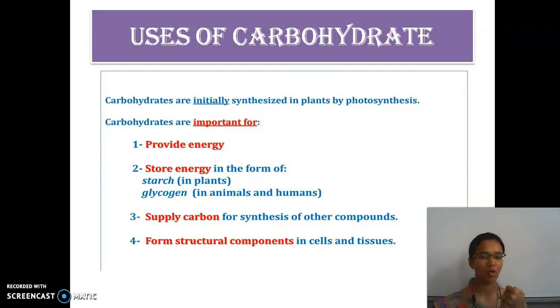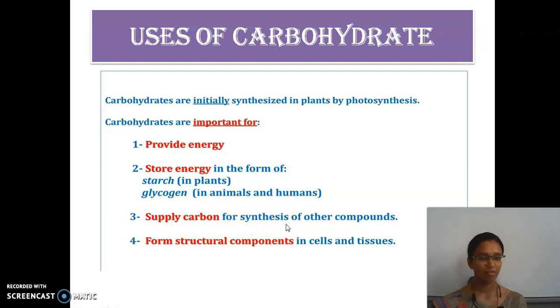Next, what is the use of carbohydrate? Why do we take carbohydrate? As I said already, carbohydrate is prepared by plants through photosynthesis. It is important for providing energy to organisms and for storing energy. In plants it is stored as starch, and in humans and animals it is stored in the form of glycogen. Then it supplies carbon for the synthesis of other compounds.